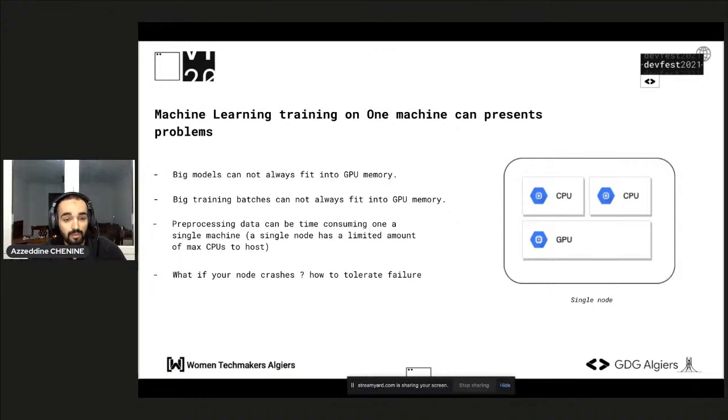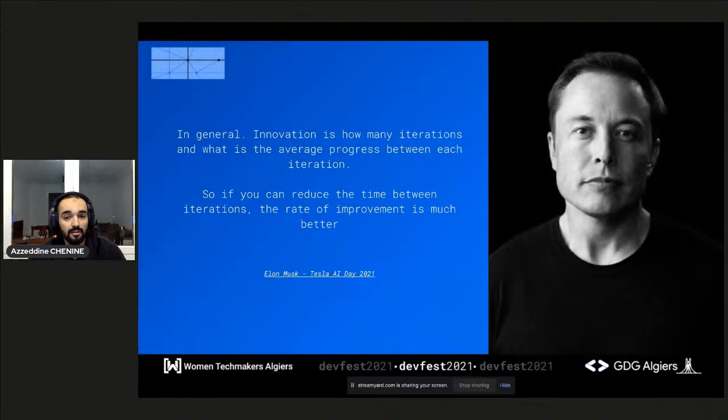So basically, in distributed machine learning, you take your training workflow and distribute it to work in a faster and more fault tolerant way. I'd like to bring up this quote by Elon Musk at Tesla AI Day 2021, which I invite you all to watch. In general, innovation is how many iterations you make and the average progress between each iteration. So if you can reduce the time between each iteration, the rate of improvement is much better. So even if you trust your algorithm, if you can make your training faster, given your compute power, you can achieve better results because you have many iterations in less time.